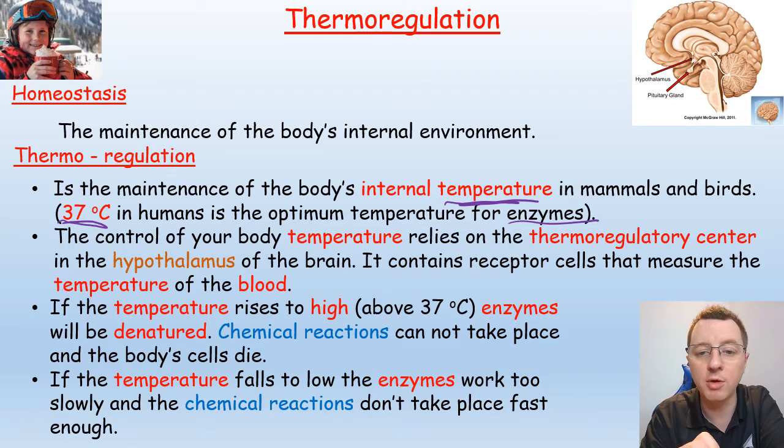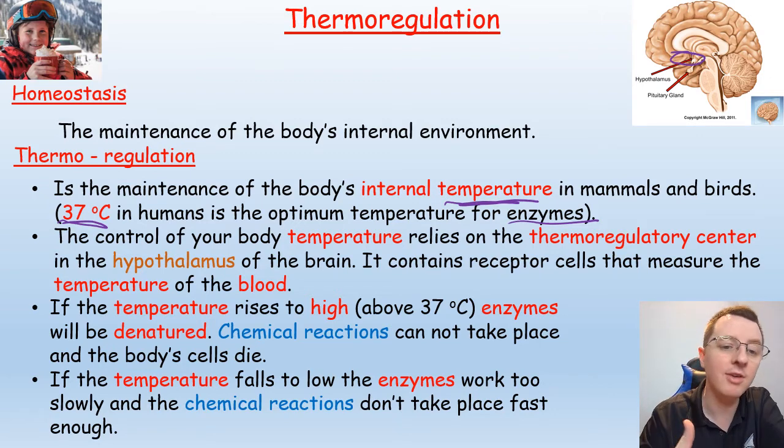The control of your body temperature relies on the thermoregulatory centre in the hypothalamus of the brain, which is just here, just above the pituitary gland. And the hypothalamus contains receptor cells that measure the temperature of the blood. If the temperature of the blood rises too high, above 37 degrees, then enzymes are going to be denatured. Chemical reactions can't take place and the body's cells are going to die. If the temperature falls too low, then the enzymes will work too slowly and the chemical reactions don't take place fast enough. So again, the body's cells will begin to die. Both are very, very dangerous.